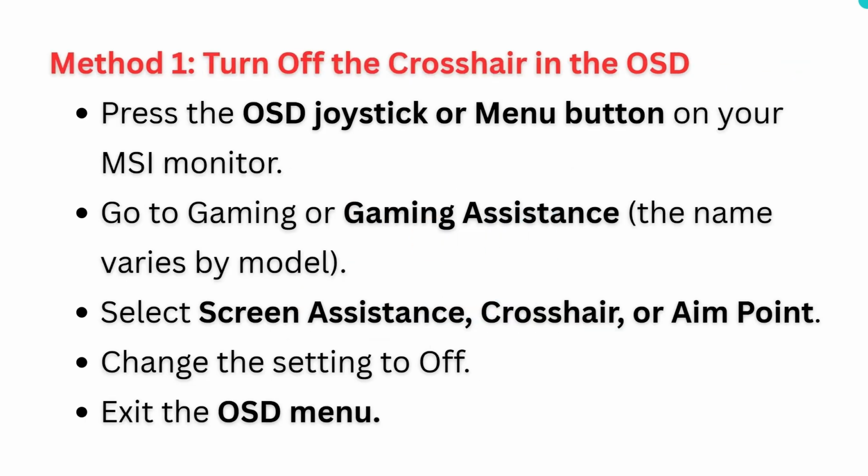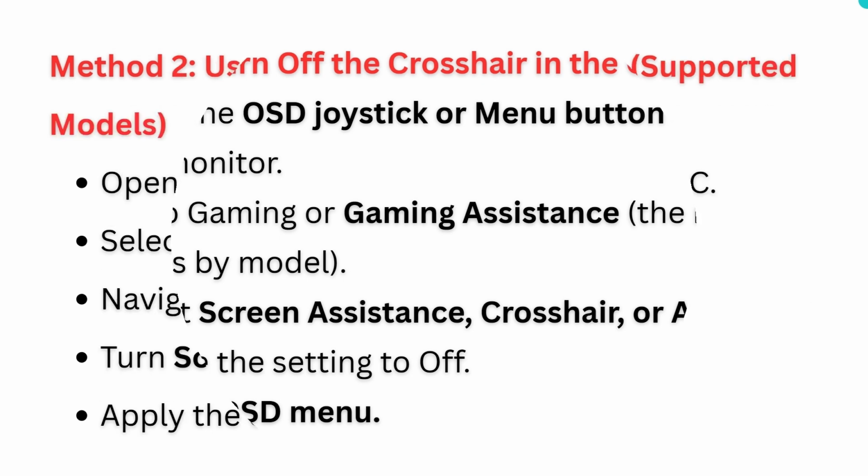Method 1. Turn off the crosshair in the OSD. Press the OSD joystick or menu button on your MSI monitor. Go to Gaming or Gaming Assistance. The name varies by model. Select Screen Assistance, Crosshair or Aim Point. Change the settings to off. Exit the OSD menu.